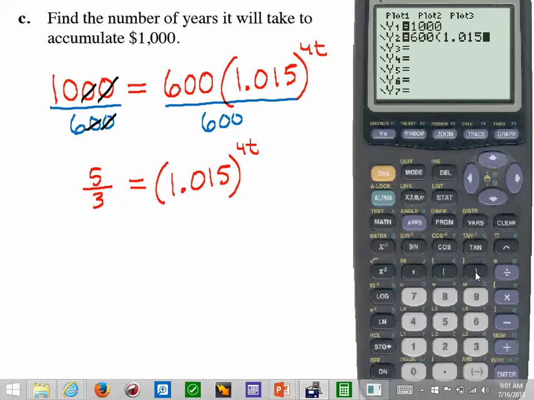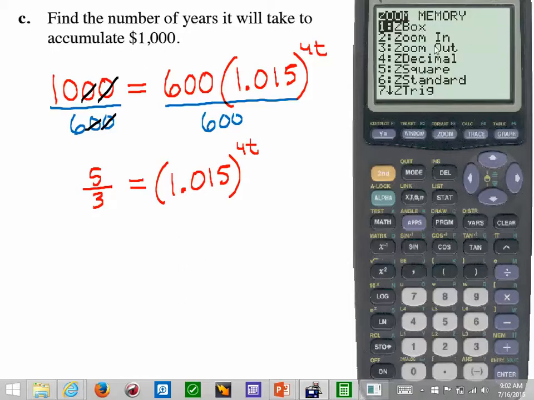1.015 taken to the, and then this one I need a parentheses as well here because I want to include the 4 and. Now I can't put a t in here because it has to be an x because that's the variable that the calculator uses, right? Because t, x, whatever, it's all dummy variables. You can plug in whatever you want. And then I'm going to graph it.